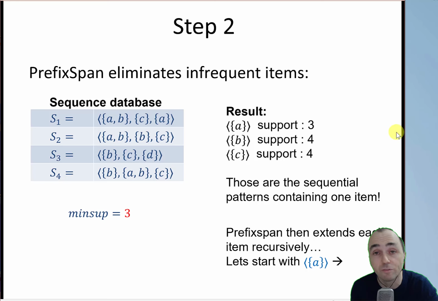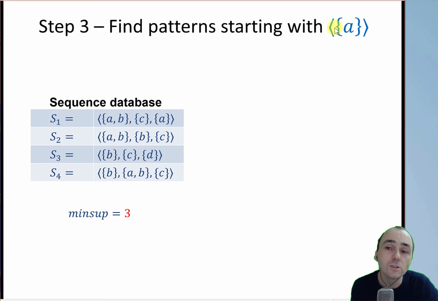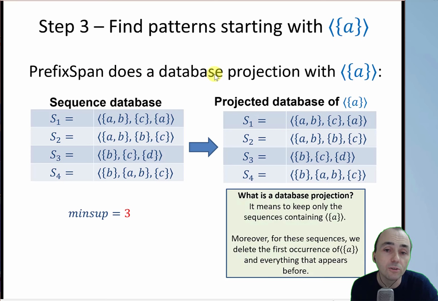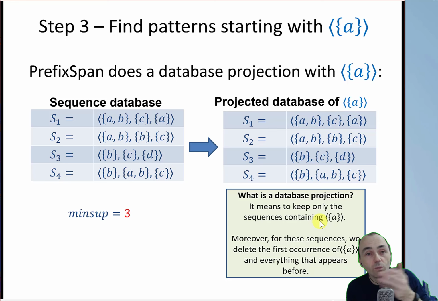Okay, so let's look at A first. So we start with the pattern A, only A. What PrefixSpan will do first is what we call a database projection with A. Let me explain: we take the original database we had before, and then we do the database projection. It means that we keep only the sequences that contain A, and we find where there is an A, and we remove everything that appears before the first occurrence of A, to keep only what is after.